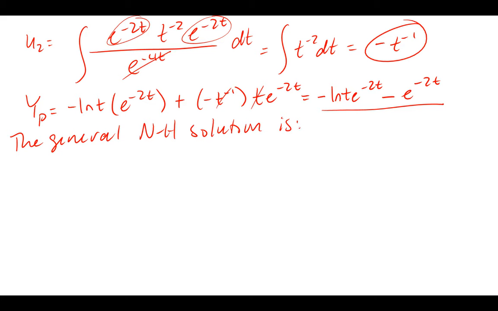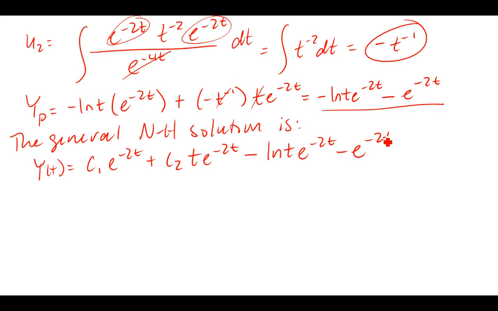So the general non-homogeneous solution then is big Y is C1 y1 plus C2 y2 plus our one non-homogeneous solution. Well, I guess they're both negative over there, so I'll just go with that. But so plus negative ln of t times e to the negative 2t and e to the negative 2t.